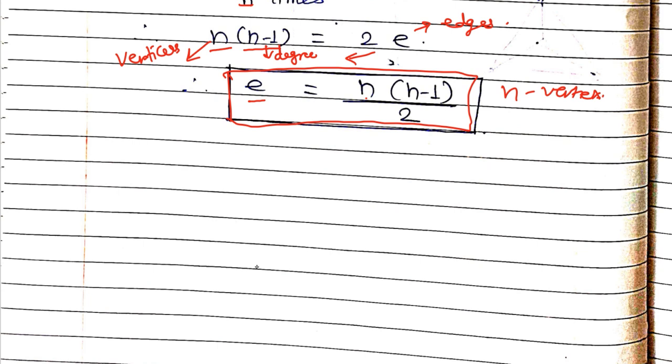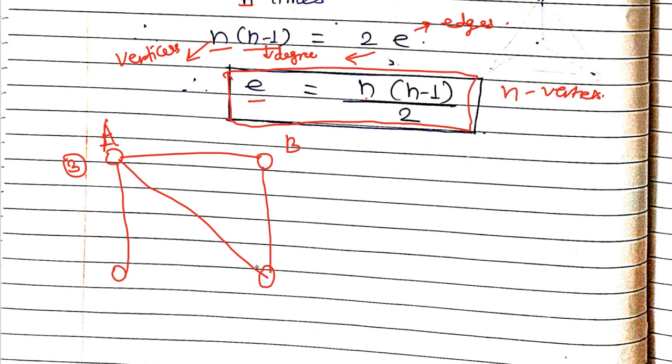Now let's take an example. Suppose there are 4 vertices, and you have to draw the complete graph. The first vertex, which we will call vertex A for simplicity, should be connected to every other vertex, so this is 1, 2 and 3. Vertex A has degree 3. Now take vertex B. Vertex B is connected to every other vertex, that is vertex C and vertex D. Each of these vertices has degree 3. You already know the definition of the degree of a vertex.